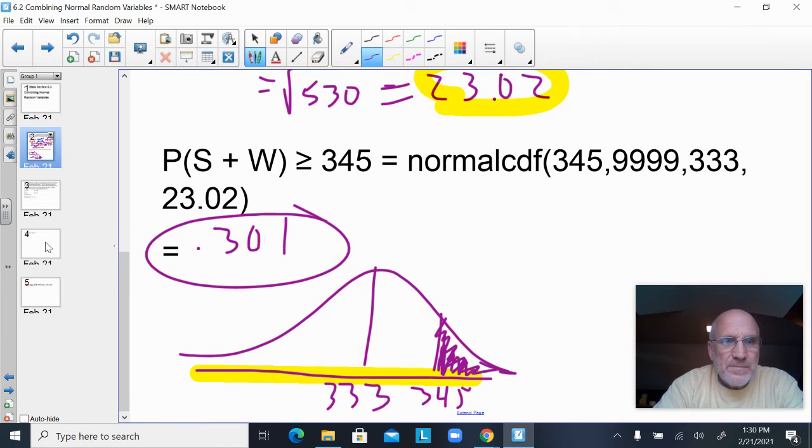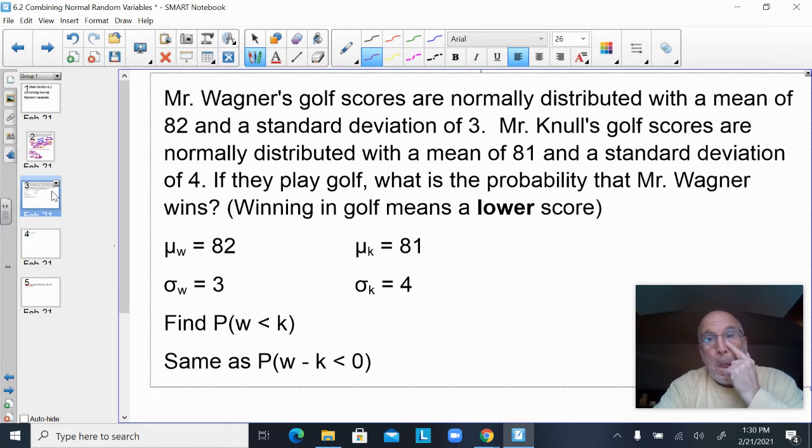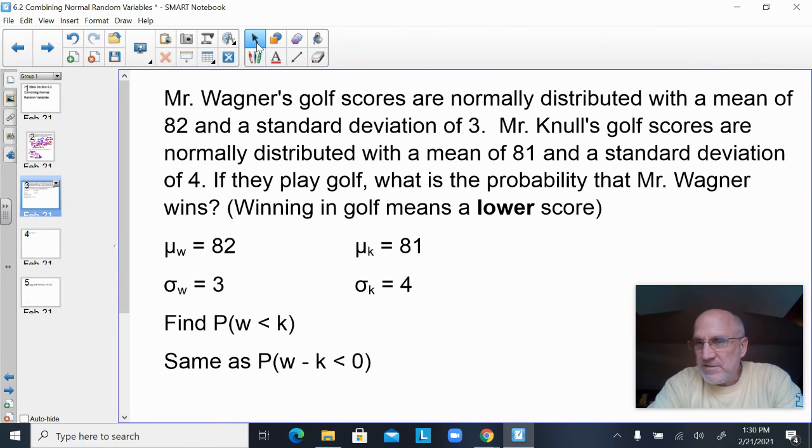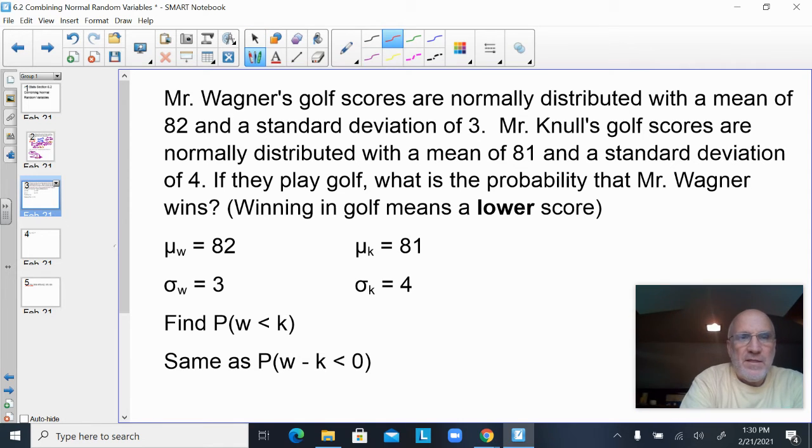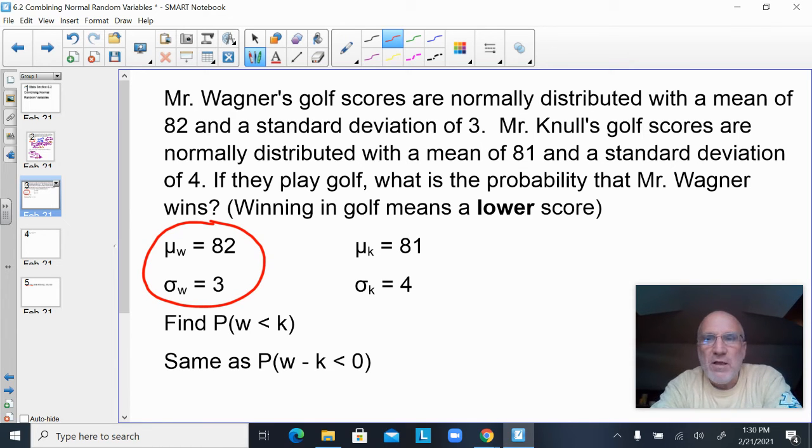Next example is, okay, now let's talk about differences. And this is just remembering what's up with differences. Now we're talking about Mr. Wagner and me golfing. Mr. Wagner's golf scores are normally distributed with a mean of 82 and a standard deviation of 3. That's the information right there, mean and standard deviation for Wagner. And Mr. Knoll's golf scores are normally distributed with a mean of 81 and a standard deviation of 4. That's in blue. Here's my data.